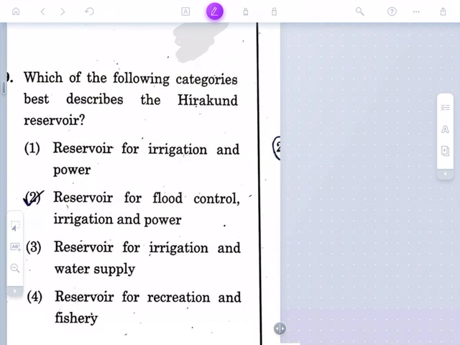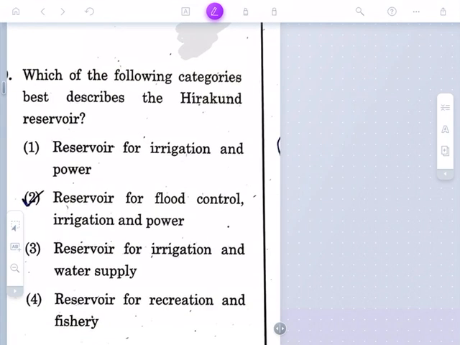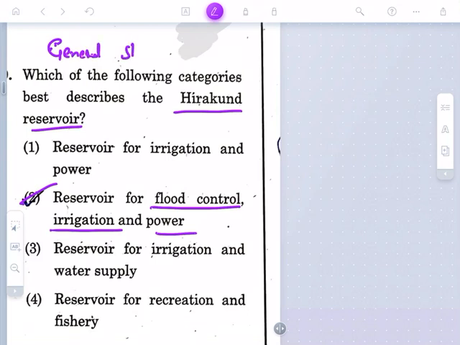Okay. Next question. Which of the following categories best describes the Hirakud reservoir? Hirakud is mainly a reservoir for flood control, irrigation as well as power. This is a general studies question which has been put in the technical paper. Some 1 or 2 questions will be like this.